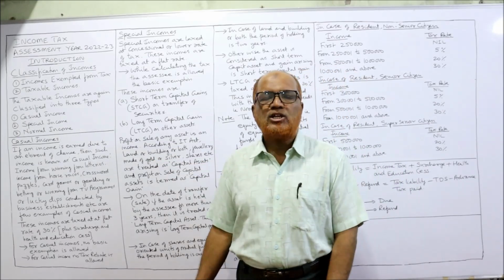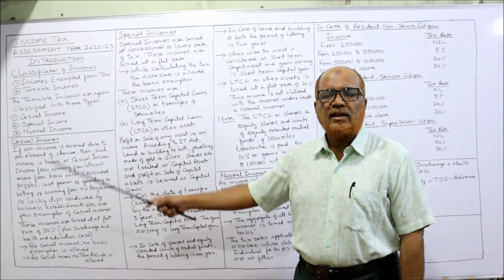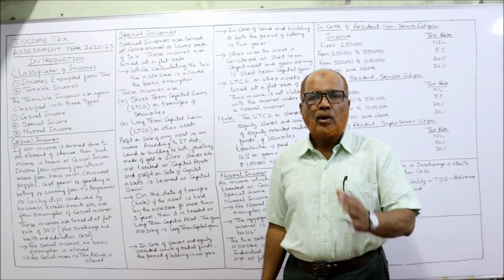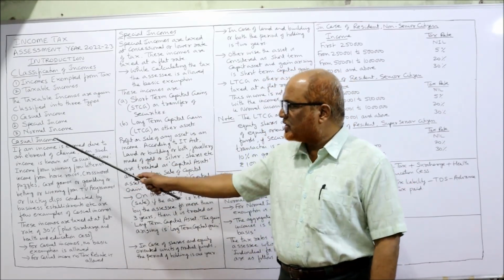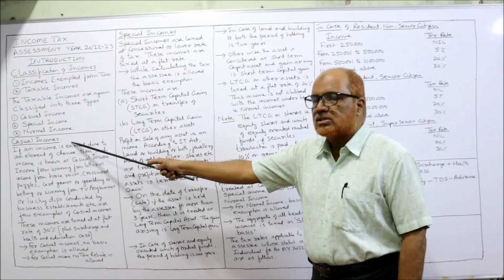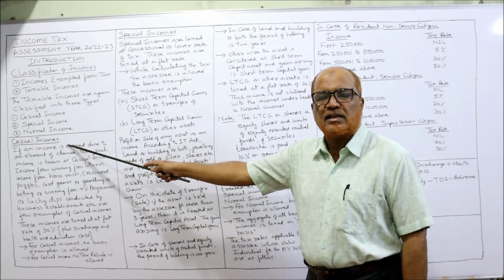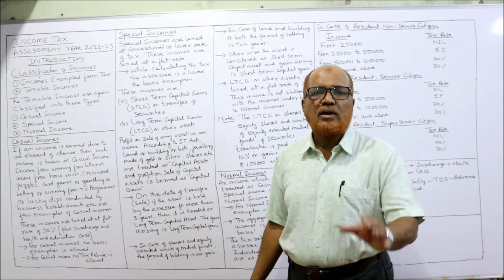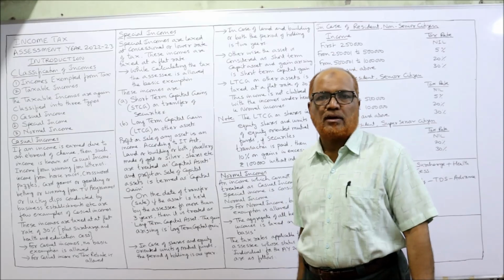The first one, casual income. Second one is special income. And third one is normal income. One by one, I'm going to explain, first casual income. This concept is very important. Many times in examination, theory is asked: what do you mean by casual income? What is the tax rate on casual income?